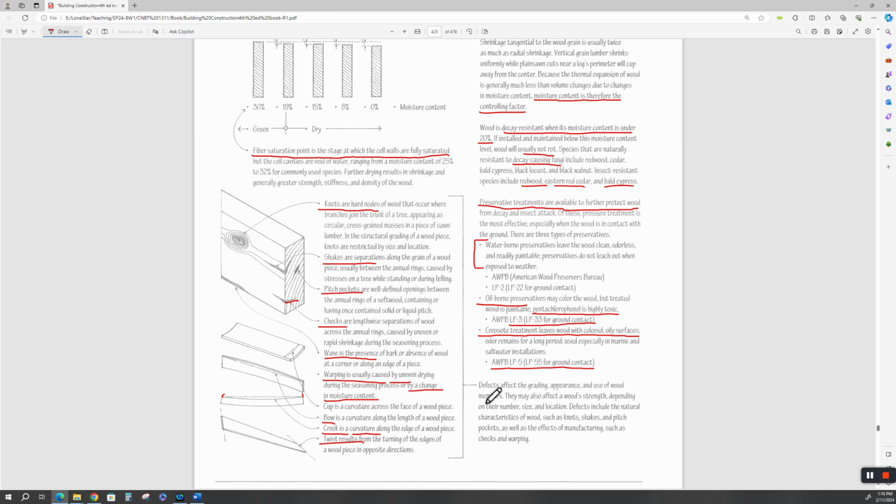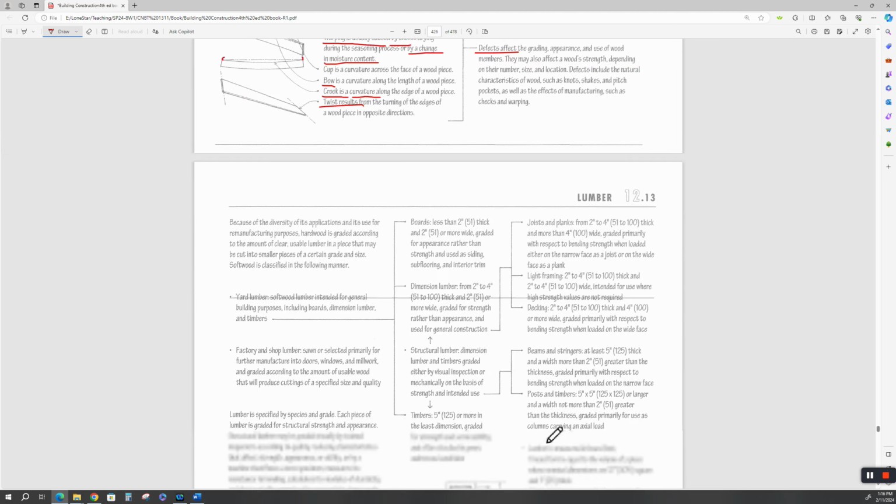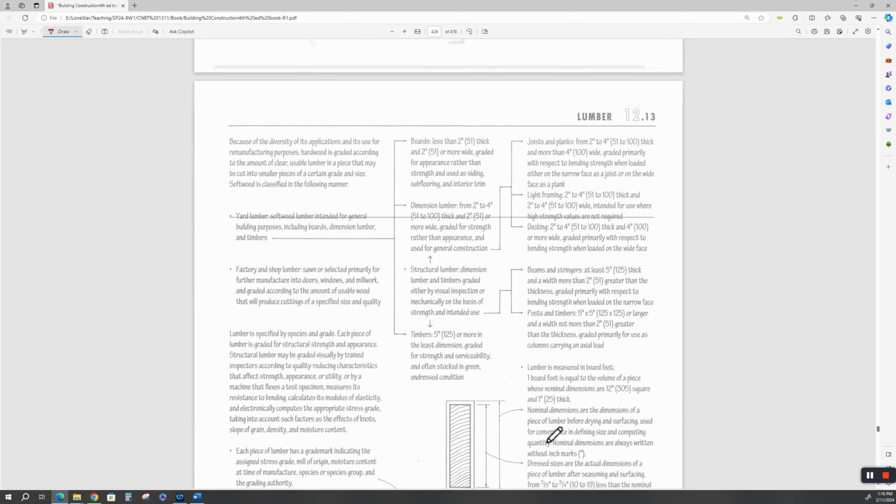All right. Now the defects that we just went through over here, they affect your grading, appearance, and use of wood. They may also affect the wood strength. You've got a bunch of these in here, a bunch of knots. Try driving a nail through a knot. Sometimes these knots will fall out, leave you a big hole in your lumber, and they will affect the wood strength depending on the number, size, and location. The defects include the natural characteristics of wood, such as knots, shakes, pitch pockets, as well as the effects of manufacturing, such as checks and warping. That's probably more than you ever want to know. All right, what's on this page?